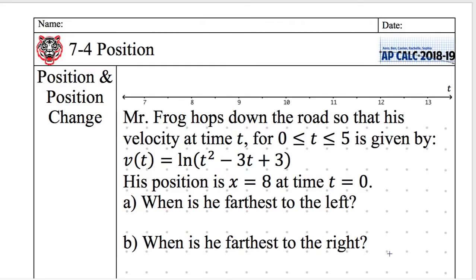Calculus! AP Calculus. We are in that class, lesson 7-4, position. Today is January 9th, 1/9. Make sure you have the date and your name on the piece of paper. All right, today we're talking about position.